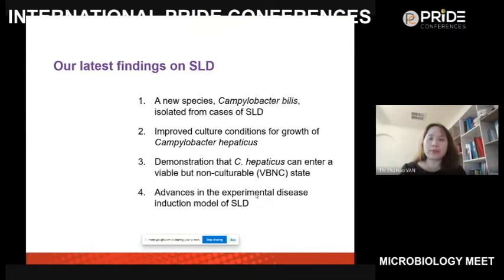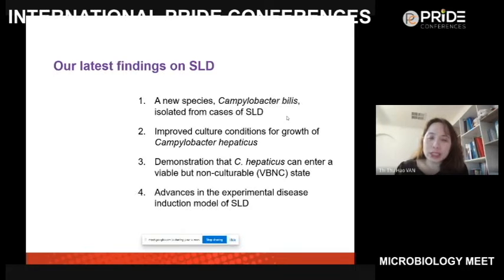I also would like to talk about our latest findings on SLD. We have a project to study the epidemiology of SLD, and we collected a lot of samples from different farms. By accident, we detected a new species, Campylobacter bilis. Why by accident? Because we had the PCR to detect, and the PCR was also positive. So we didn't know that it is a new species.